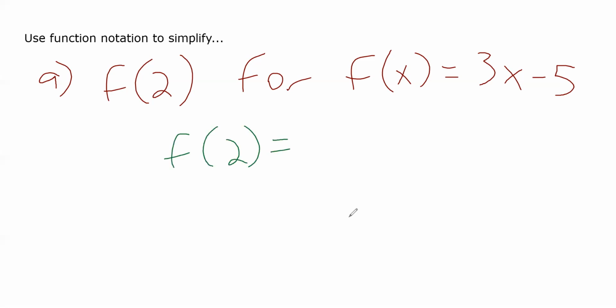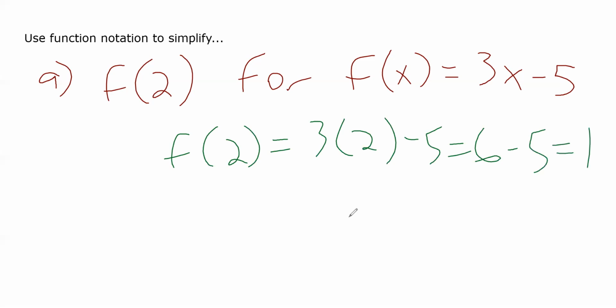So I use weird words here, use function notation to simplify. Okay, well, all I'm really saying is plug a 2 into that. And it is pretty simple. 6 minus 5, it becomes, so you get a 1 out of that. In other words, f of 2 equals 1. In other words, when I plug a 2 in for x, the function spits out a 1 for y.